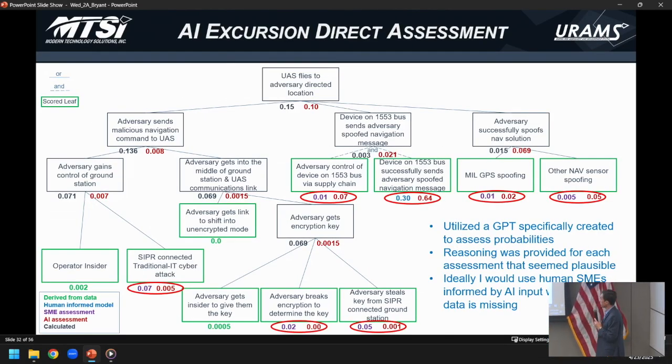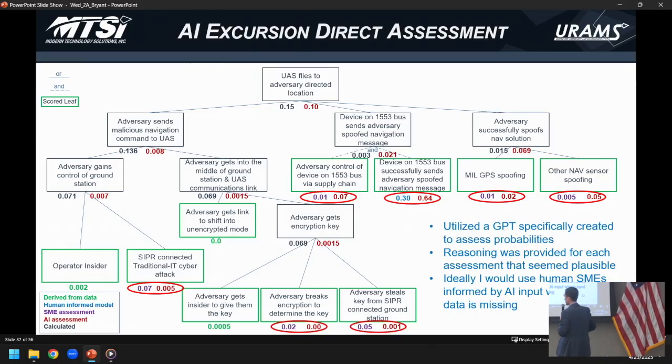Here's another interesting thing. I asked it the same questions that I asked myself as a human assessor. There are a couple of differences that I thought were interesting. One is that the internet, from ChatGPT anyway, is convinced that SIPR is essentially unhackable. It's inconceivable that an adversary could get onto SIPR. So it gave very low values.